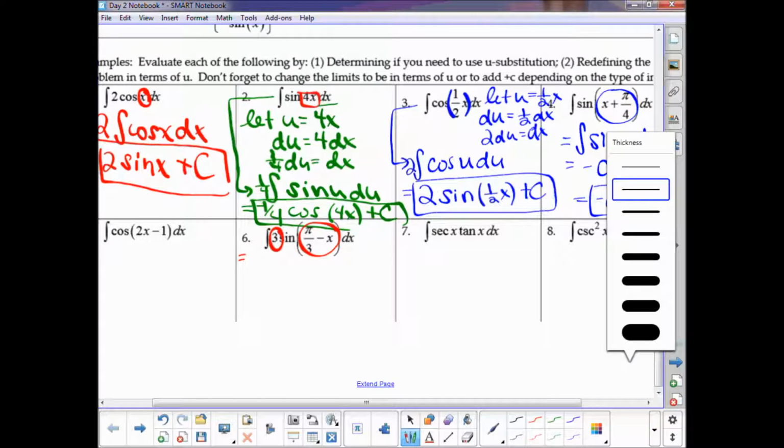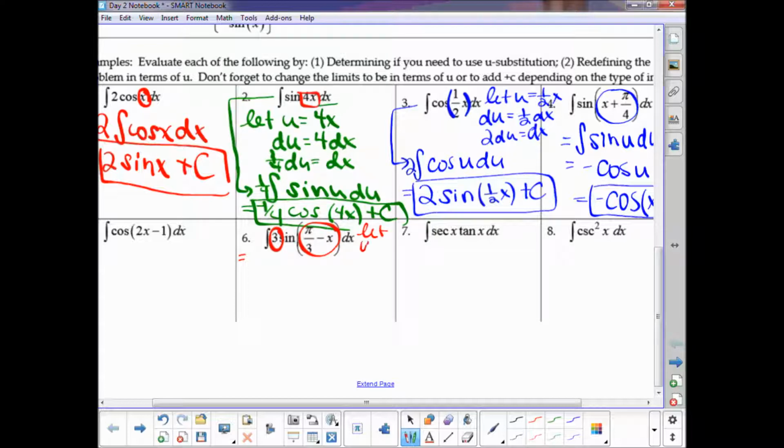Alright, so let's let u equal pi over 3 minus x. Now be careful, what is my derivative? What does du equal? Negative 1 dx, good, or even just negative dx. Don't lose that negative there.